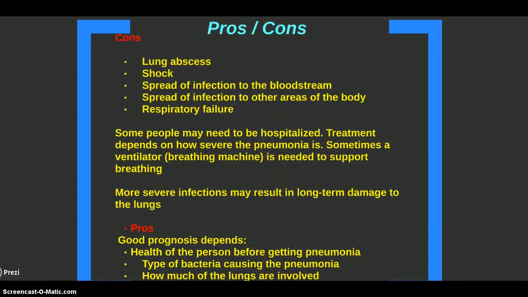Complications: lung abscess, shock, spread of infection to the bloodstream, spread of infection to other areas of the body, respiratory failure. Some people may need to be hospitalized. Treatment depends on how severe the pneumonia is. Sometimes a ventilator is needed to support breathing. More severe infection may result in long-term damage to the lung. Prognosis depends on the health of the person before getting pneumonia, the type of bacteria causing the pneumonia, and how much the lungs are involved.